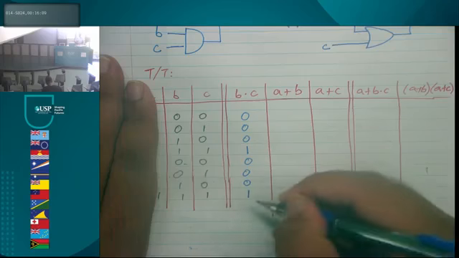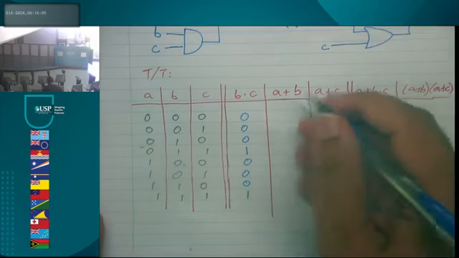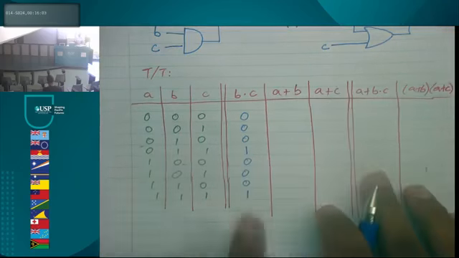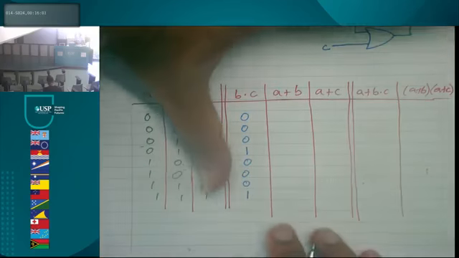1 and 1, 1. Right, let's look at A or B. Let's fill up this column. A or B. All right.